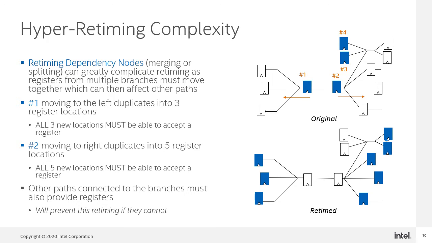If registers number 3 and number 4 fed out to other points, then those paths would have to retime as well. And if any of these additional paths could not provide a register, then register number 2 would not be able to move forwards. This here is just to highlight how complex retiming dependencies can be and the challenge the Hyper-Retimer may face when trying to do what seems to be the simplest of retiming moves.